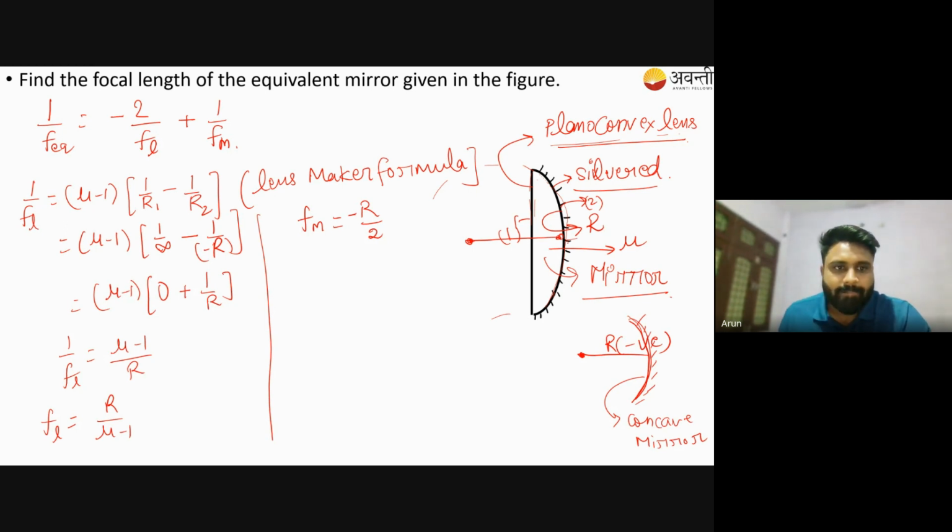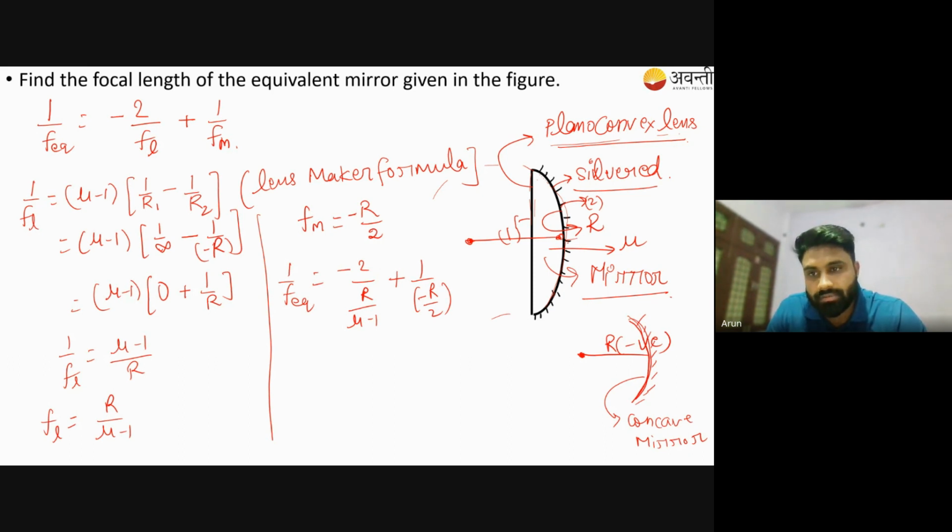Okay. Now, if you try to calculate this F equivalent, it is equal to minus 2 times FL. FL is nothing but R upon mu minus 1, plus 1 upon FM. What is FM? It is minus R by 2. And for a concave lens, the focal length will be negative.